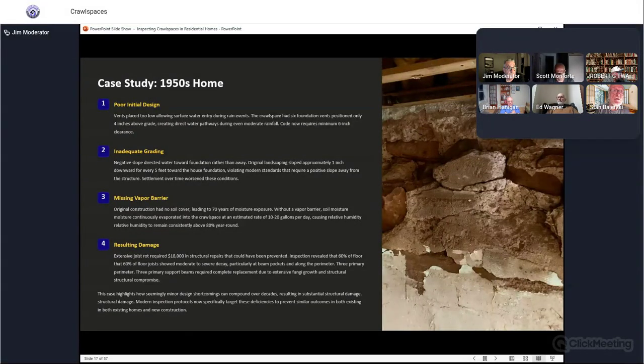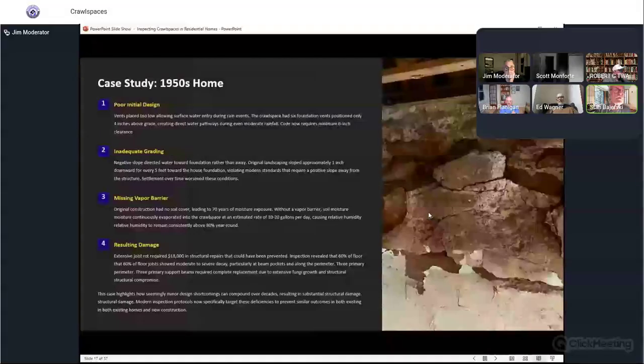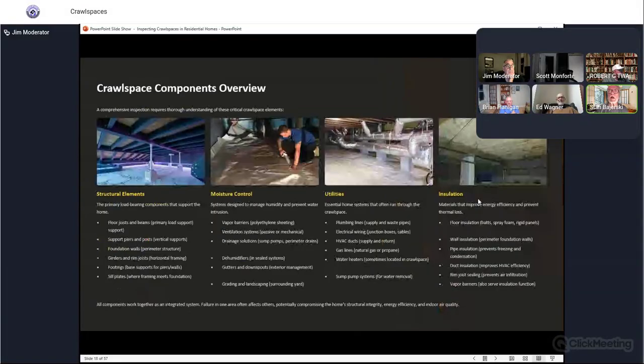Resulting damage. So extensive joist rot requiring $18,000 in structural repairs that could have been prevented. Inspection reveals that 60% of floor joists showed moderate to severe decay, particularly at beam pockets and along the perimeter. So this is a case study, don't forget. 3 primary support beams required complete replacement due to extensive fungi growth and structural compromise. So you will see that occasionally where the house really needs a lot of work structurally.